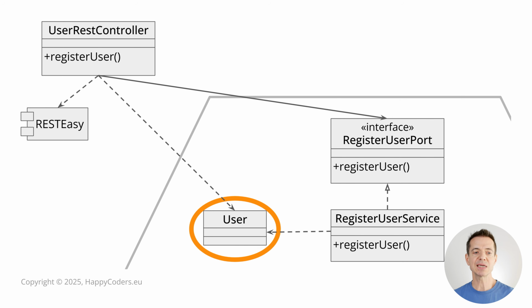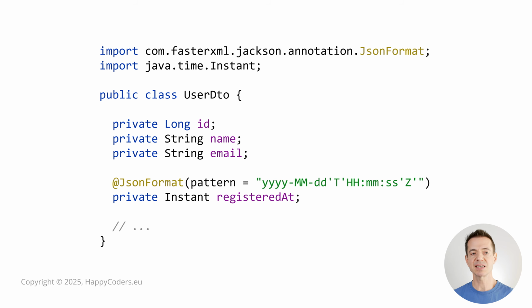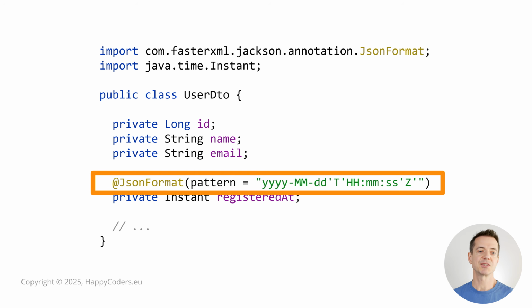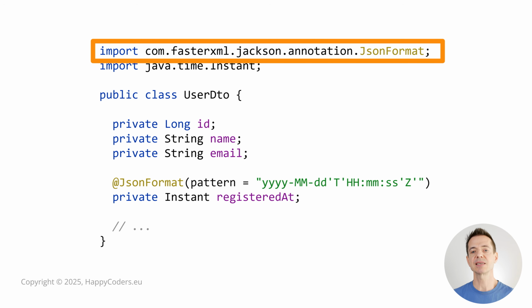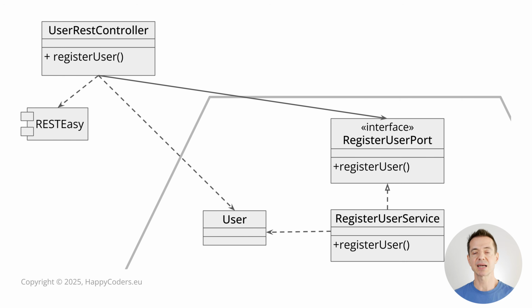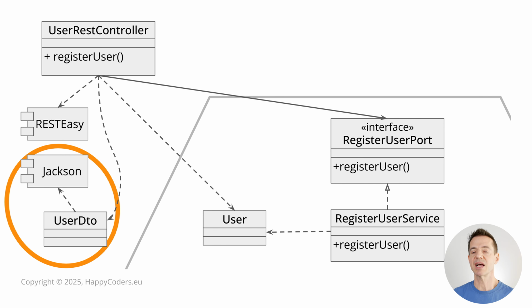A user class for the REST controller might look like this, for example. It uses a JSON annotation to format the timestamp and therefore has a dependency, for example, on Jackson. And we don't want this technical dependency in the application core either. So here's again the class diagram. So we placed the user DTO together with a JSON library outside the core in the controller module.